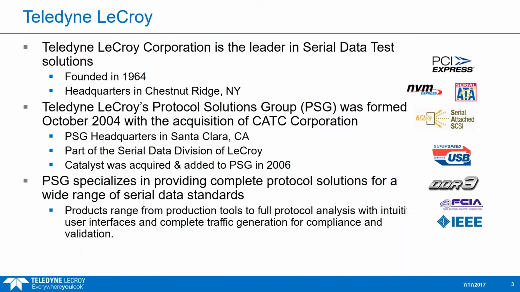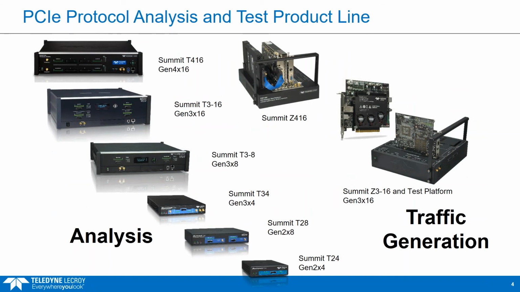The protocol analysis and test product line covers a variety of analyzers, from the low-end Summit T24 to the new Summit T416. It's a Gen 4 x16 analyzer. Protocol analyzers are used as a monitoring tool between a host and device. The other kind of tools that we have for protocol is an exerciser. Exercisers are how we test. So basically an exerciser can create traffic on a protocol bus, and we can see exactly using the analyzer what's happening on the bus as we stimulate the bus.